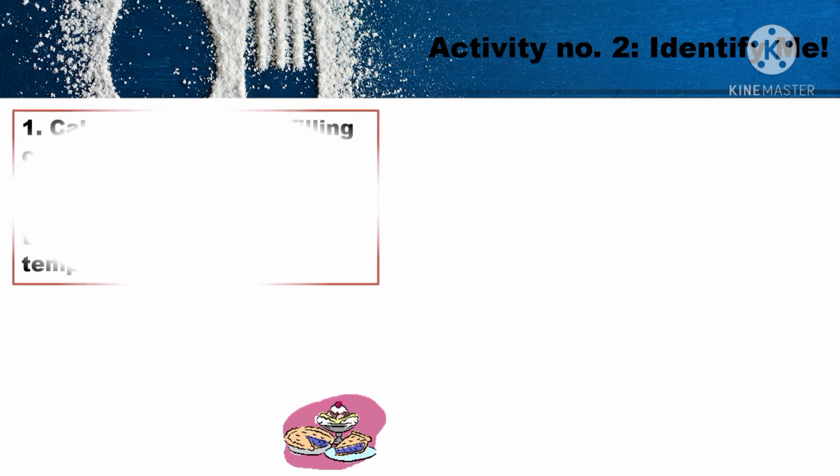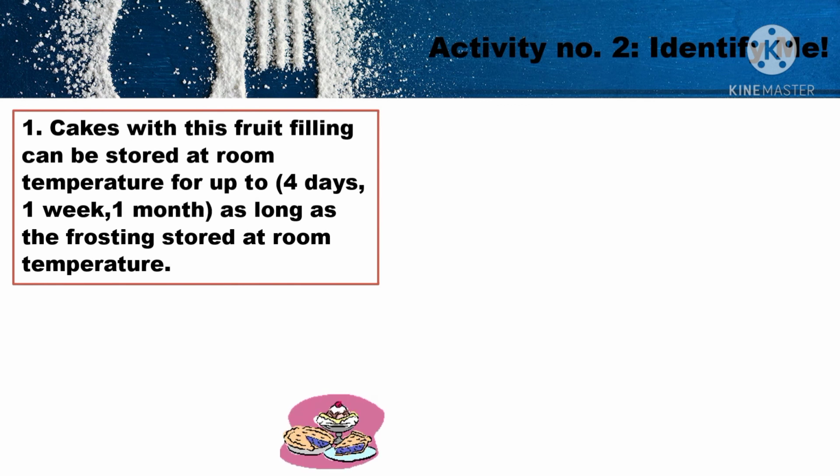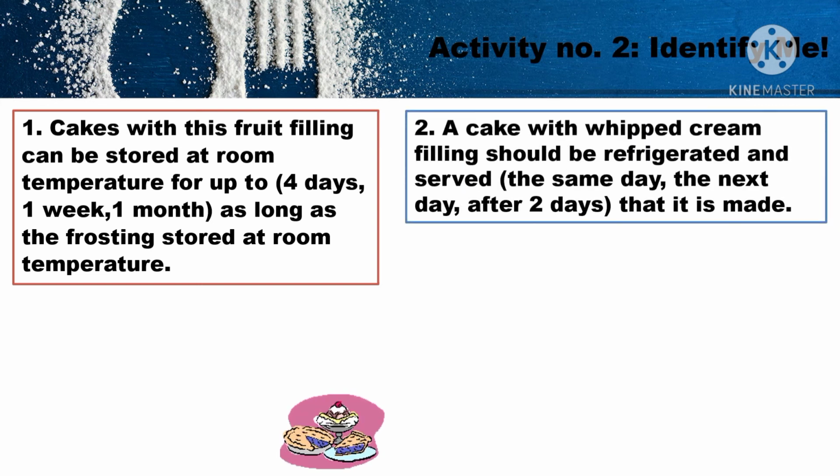Number 1. Cakes with this fruit filling can be stored at room temperature for up to 4 days, 1 week, 1 month, as long as the frosting is stored at room temperature. Number 2. A cake with whipped cream filling should be refrigerated and served the same day, the next day, after 2 days that it is made.